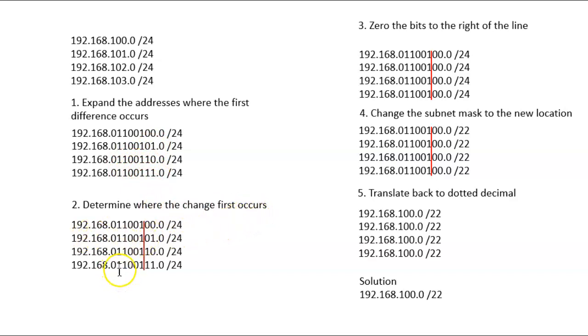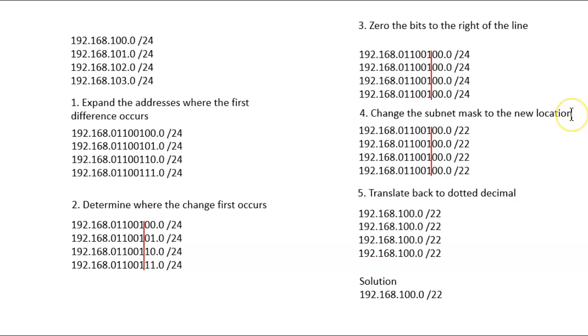Now I'm going to determine where the very first change occurs bit by bit. Well, I have a 011001. That's the same in all of these. And then it begins to change after that: 00, 01, 10, 11. So that's where I'll draw my line. The next thing I'll do is zero the bits to the right of that line. So these are all zeros. Everything to the right of that line is now zeros.